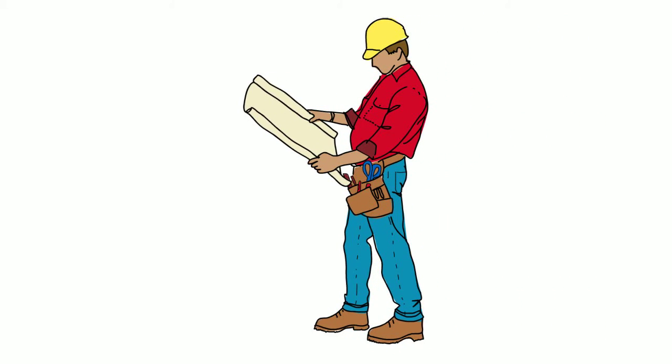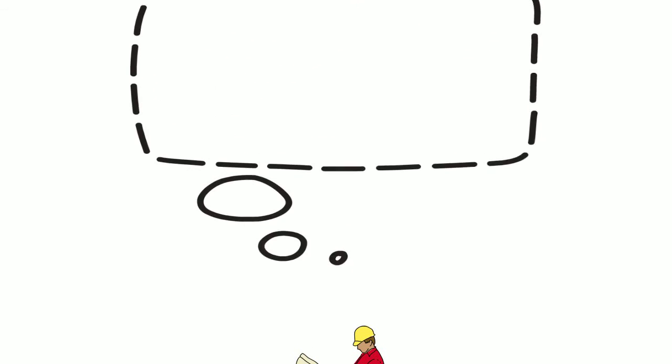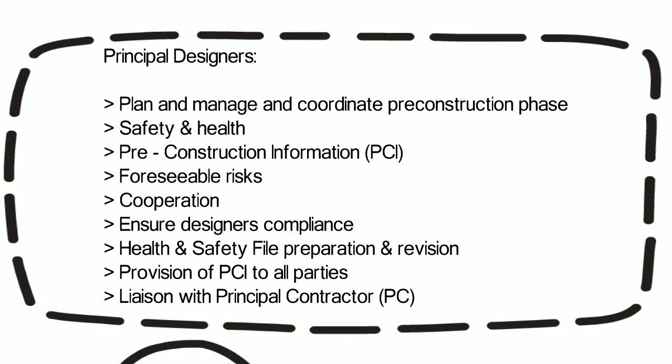Firstly, they have to plan and manage and coordinate the whole of the pre-construction phase. This includes from the initial subsequent revisions and all the way through to the start of the construction. Additionally, they have to be aware of all health and safety issues during the design phase. This includes any health and safety goals for the project. They must also ensure that the project is carried out without risks to health or safety.